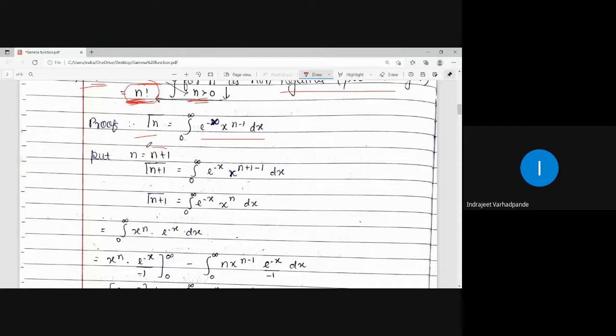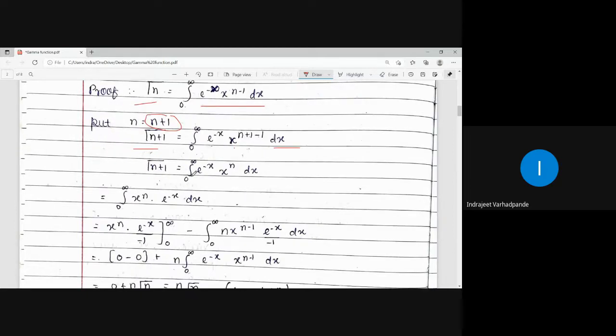Put n is equal to n plus 1. I will now be calculating gamma of n plus 1. Gamma n plus 1 is the integral from 0 to infinity of e to the power minus x into x to the power n plus 1 minus 1, whole dx. So gamma n plus 1 is the integral from 0 to infinity of e to the power minus x into x to the power n dx. Now how to solve this integral? It can be solved by applying integration by parts. Which rule will we apply? The ILATE rule. As per the ILATE rule, the exponential will be the second function and the algebraic will be the first function.